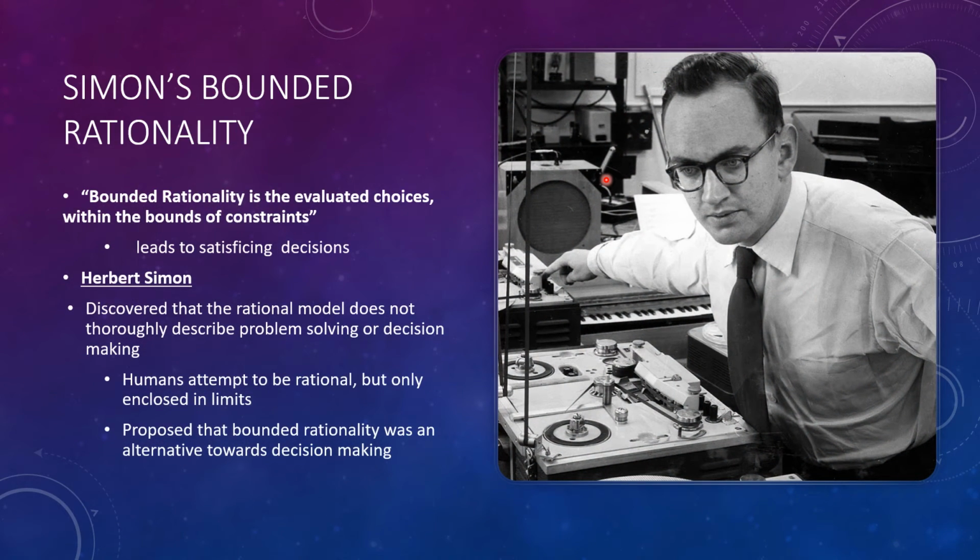Herbert Simon defined bounded rationality as evaluated choices within the bounds of constraints. Simon discovered that the rational model does not thoroughly describe problem-solving or decision-making. These decisions are limited, which leads to the decision-maker's satisfactory decision. The actual choices are different than the ideal choice, and individuals tend to pick choices that are optimal for their needs despite the consequences. He proposed that bounded rationality was an alternative approach to decision-making.